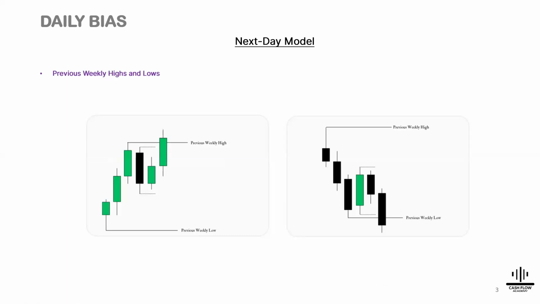The other draw on liquidity, which is also very important, are previous weekly highs and previous weekly lows. Whenever a new week starts, you want to identify the previous weekly high and the previous weekly low. This is where price is most likely to go. You could either run for the previous weekly high or the previous weekly low, like we can see here. So let's look at some examples.